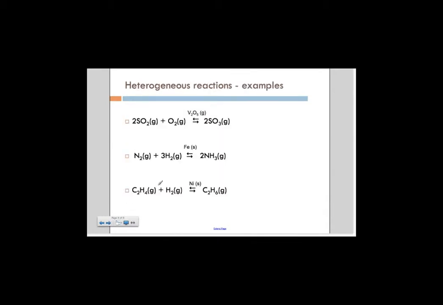Okay, now for heterogeneous reactions, there's plenty of more examples that certainly came to mind as I was thinking about this. Okay, so these first two are from the equilibrium unit. Remember, this one is the contact process, which is involved in making sulfuric acid. Okay, so once we make the sulfur trioxide, that in turn can react further to make H2SO4. And so this reaction, the catalyst for it is actually a gas.